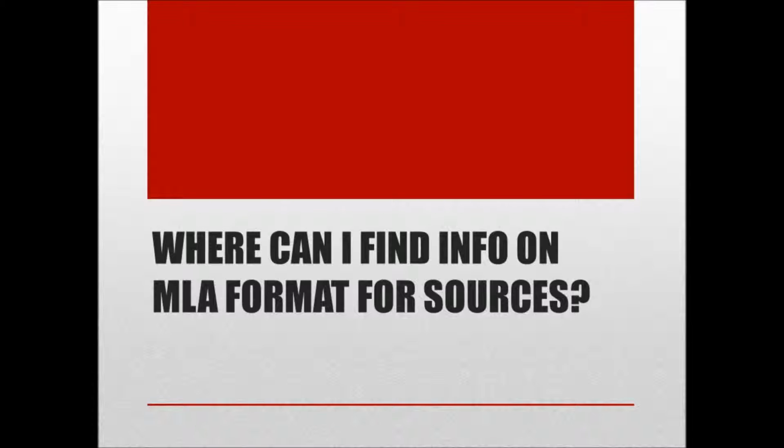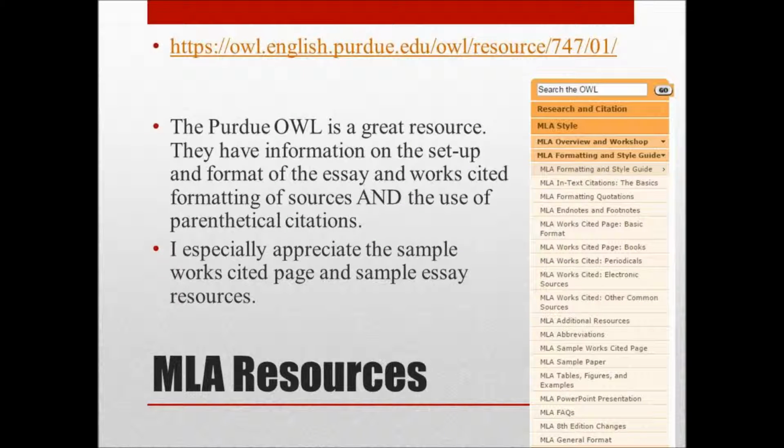Alright, so I know what to do and I know what it's supposed to look like. Now you're telling me I have to do my works cited entries. So where do I get information on how I cite stuff? First, I would suggest going to the Purdue OWL. It's a great resource on the setup, the format, the works cited, parenthetical citations, etc. They also have good resources on APA, but right now we're just focusing on MLA.